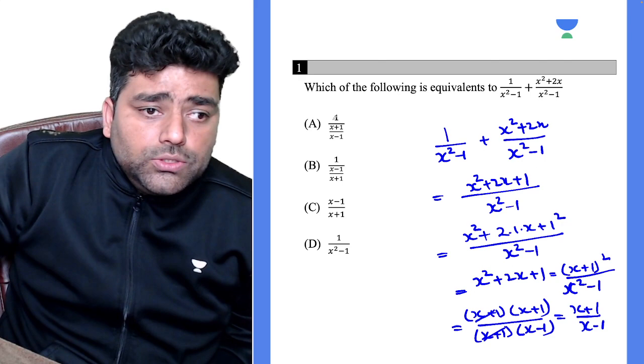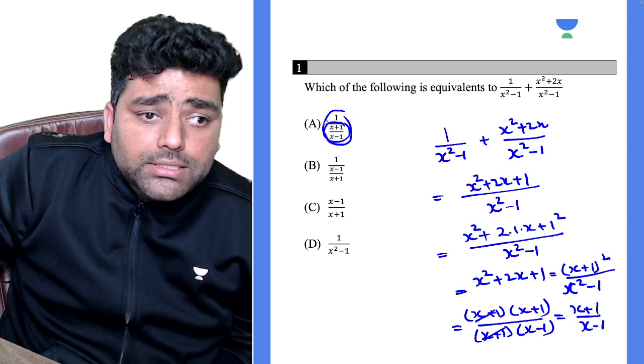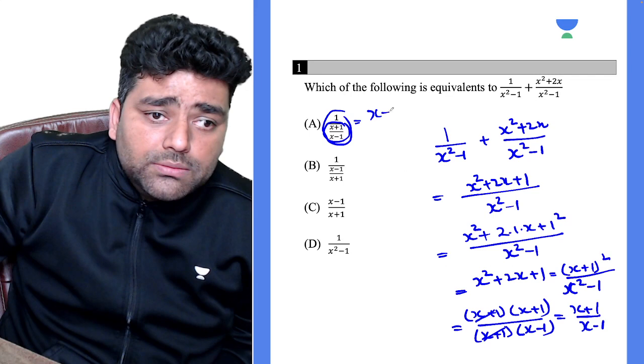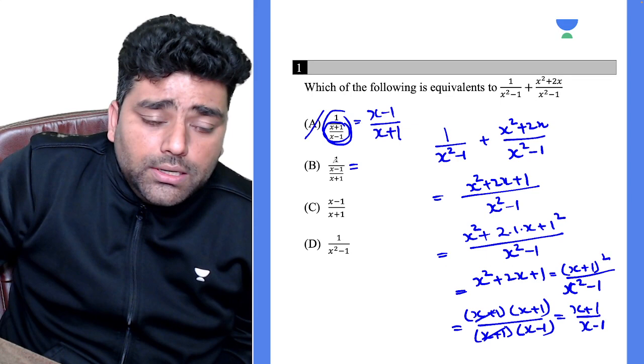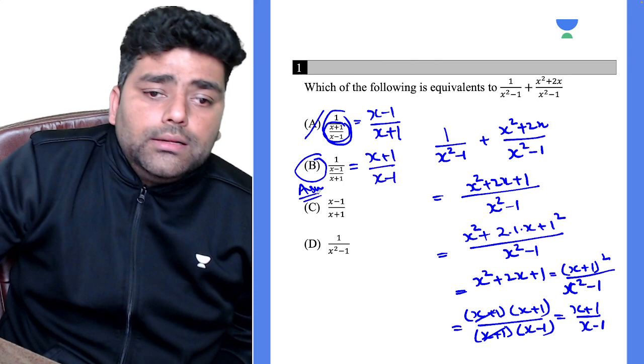If you see the options, directly nothing matches x plus 1 divided by x minus 1. The first one is 1 divided by this fraction, so the fraction in the denominator will be the reciprocal now. So it will be x minus 1 divided by x plus 1. Does it match with this? No, so A you can eliminate. What about B? Again, the fraction in the denominator will be the reciprocal now, so x plus 1 divided by x minus 1. Does this match? Yes, so B is the answer. Understand, guys?